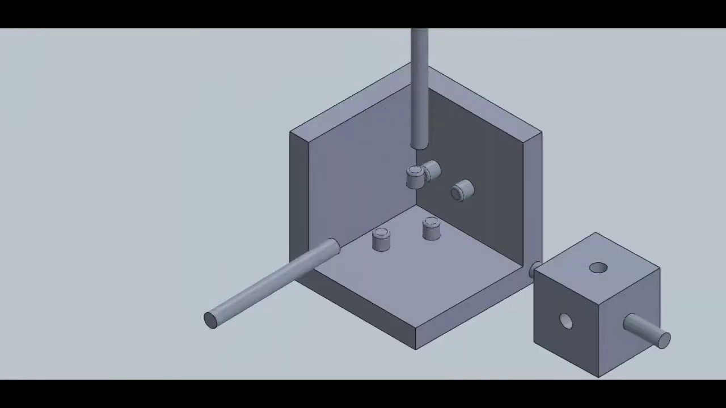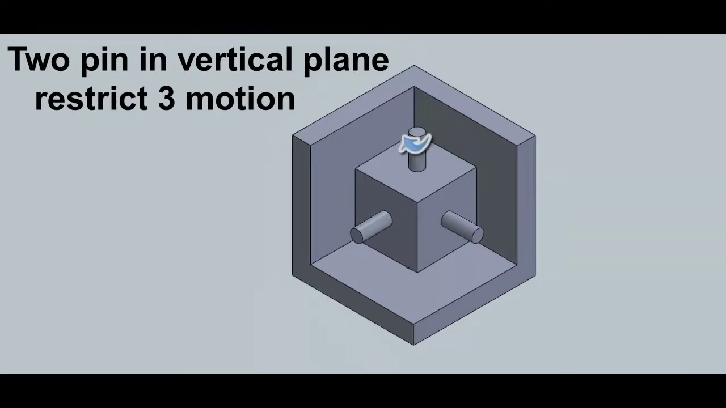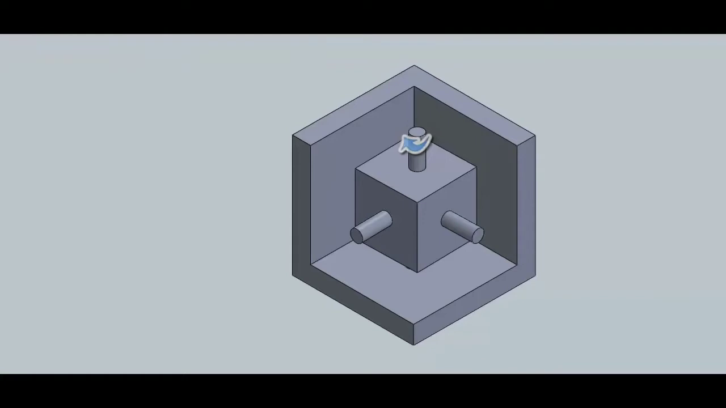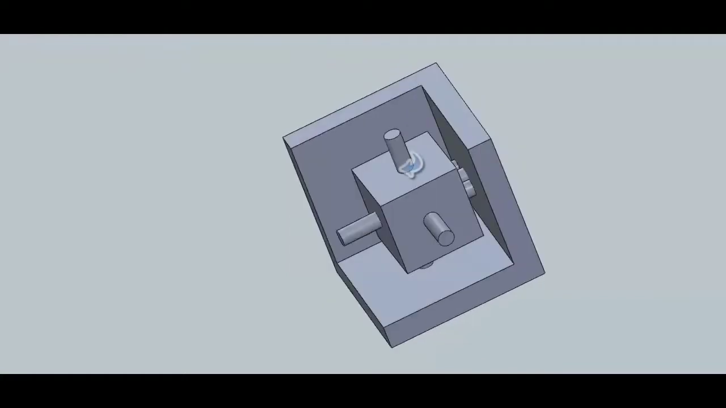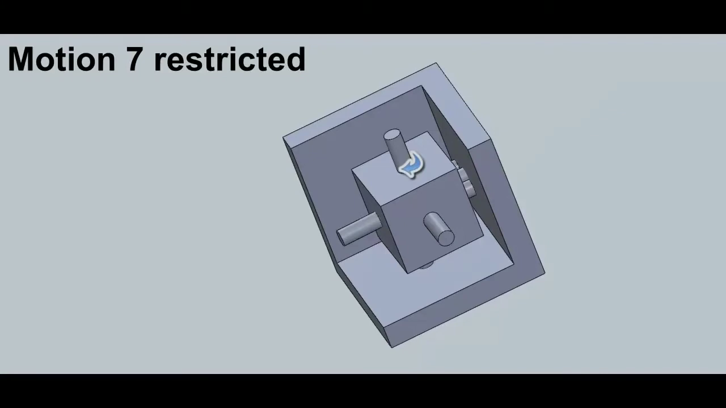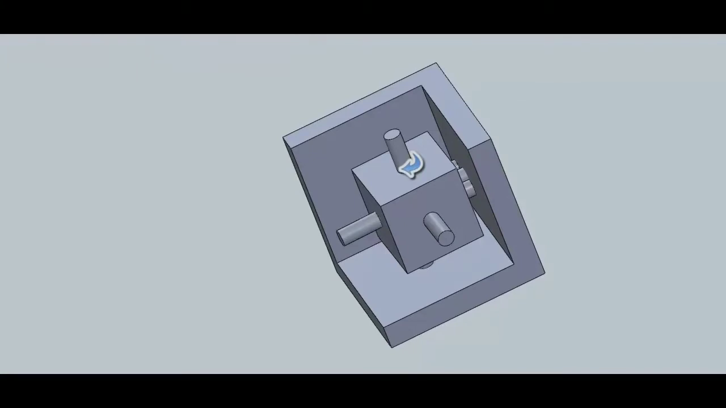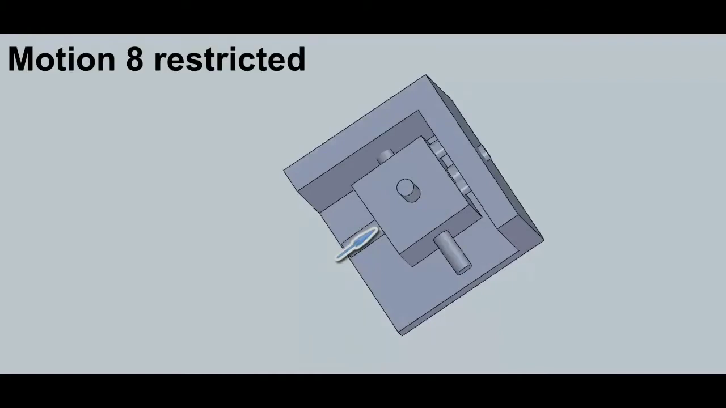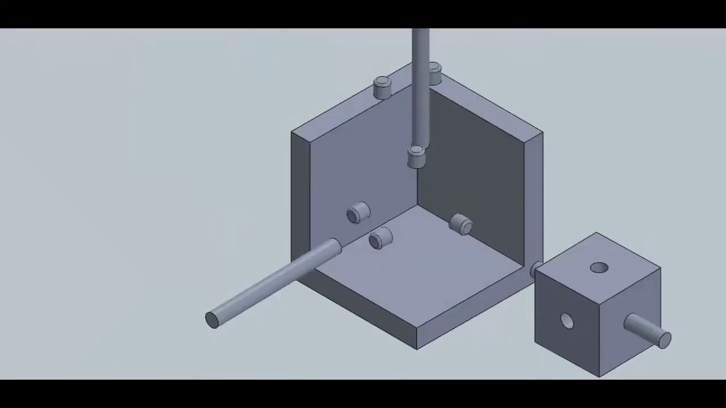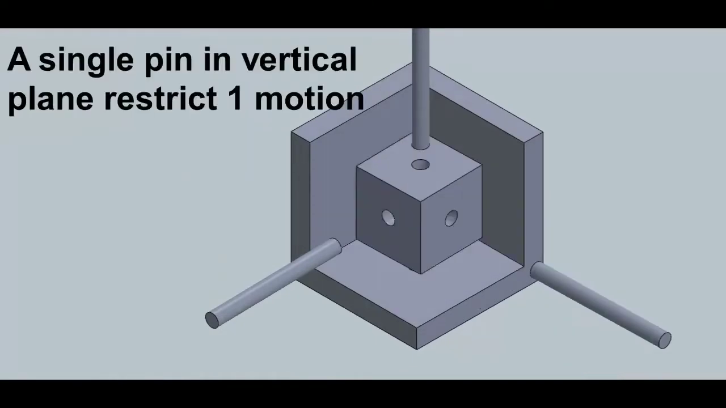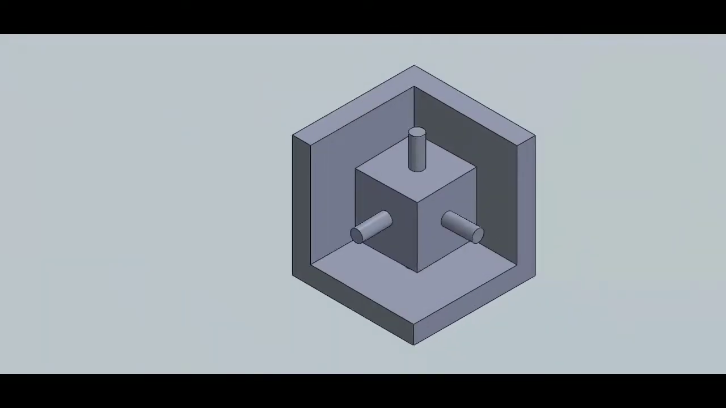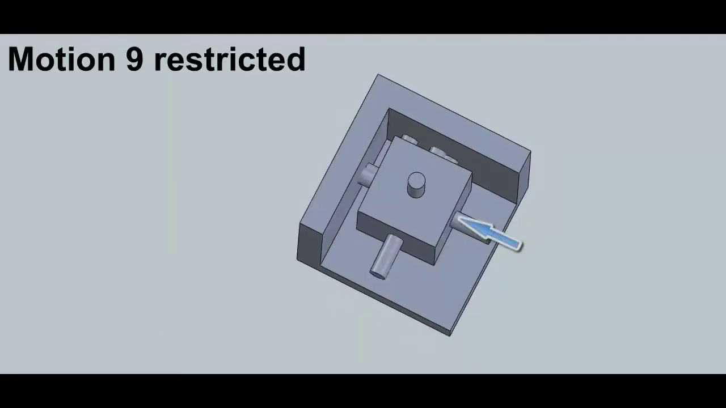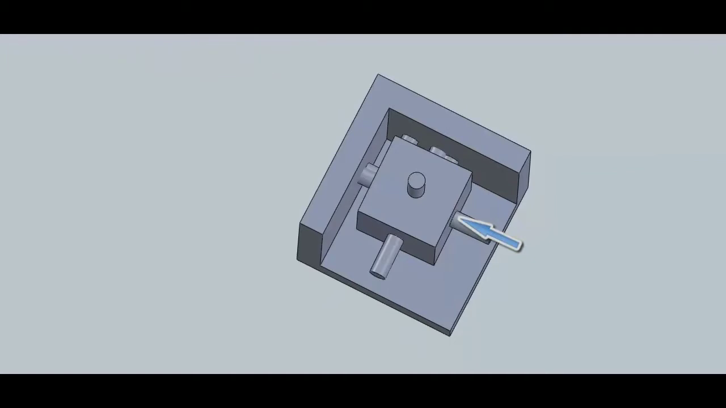Upward motion is also restricted, that is the fifth motion. So 2 pins in the vertical plane restrict 3 motions. So this will also restrict the 6th motion. Then rotational movement is restricted, motion 7 restricted. Then in the same figure, we can restrict another, motion 8 is also restricted. So at the model end we will also develop the same model. A single pin in the vertical plane restricts one motion, that is in the other plane. So 3 mutually perpendicular planes will restrict 9 motions out of 12.